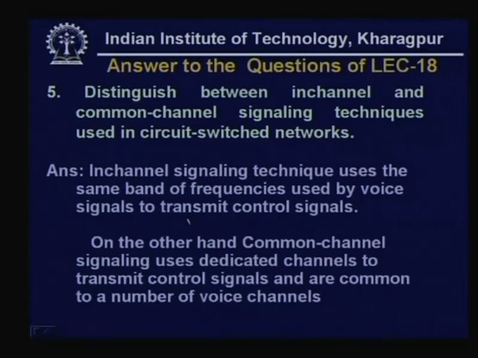Fifth question was, distinguish between in-channel and common channel signaling techniques used in circuit switch network. Answer is, in-channel signaling technique uses the same band of frequencies used by voice signals to transmit control signals. So, that means the signals can reach wherever the voice can reach. On the other hand, common channel signaling uses dedicated channels to transmit control signals, and this dedicated channel is common to a number of voice channels.